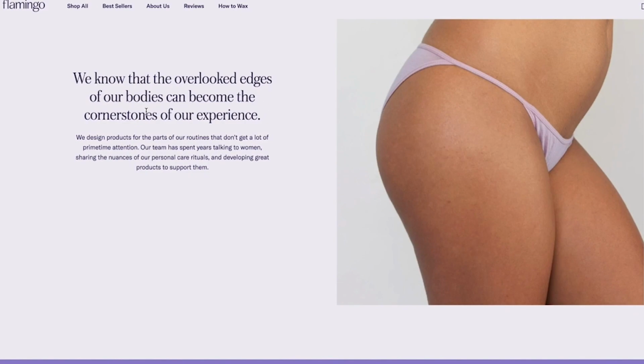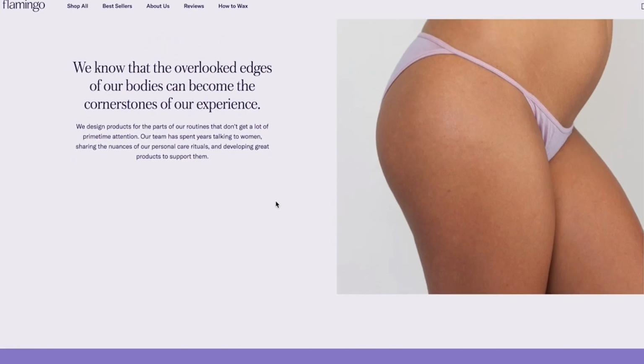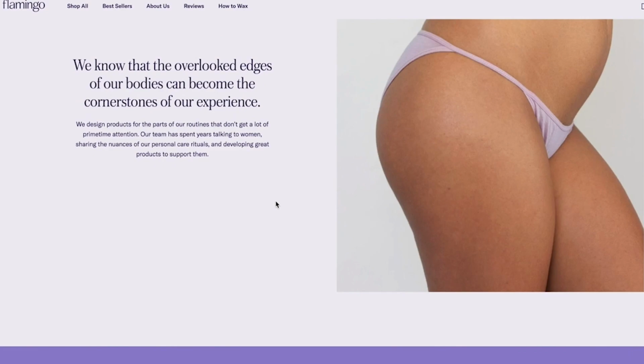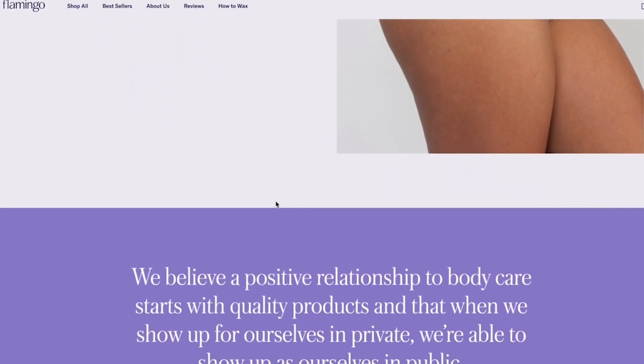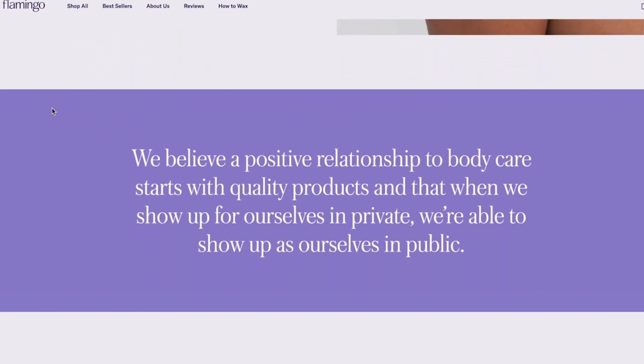We know that overlooked edges of our bodies can become the cornerstones of our experience. We design products for the parts of our routines that don't get a lot of prime time attention. So this really, to me, speaks to Sarah because it's talking about, you know, our routines. We don't give a lot of attention to our bodies, and that's exactly aligned with Sarah's persona.